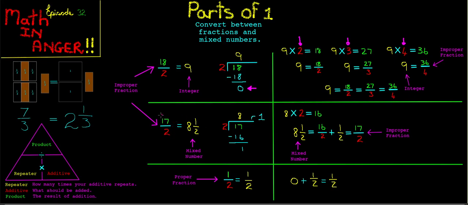Now let's take a look at what happens when we do have a remainder. You see here we've got our improper fraction. I did the long division and I had a remainder. So I take my integer portion of the long division, I write it down, and I write the remainder over my additive. So 17 of something that's broken into 2 is equal to 8 and 1 of 2.